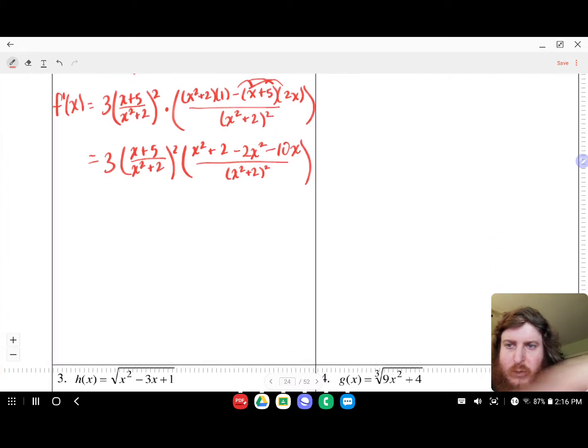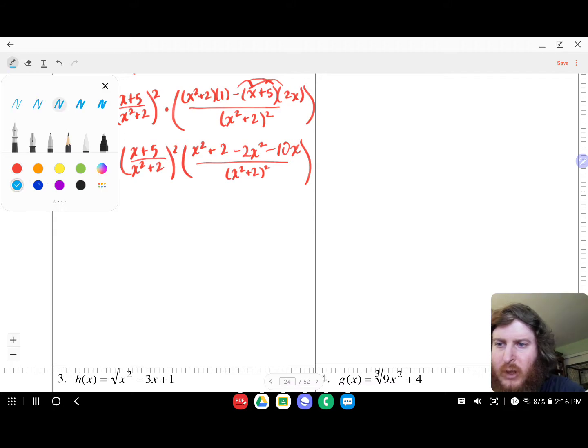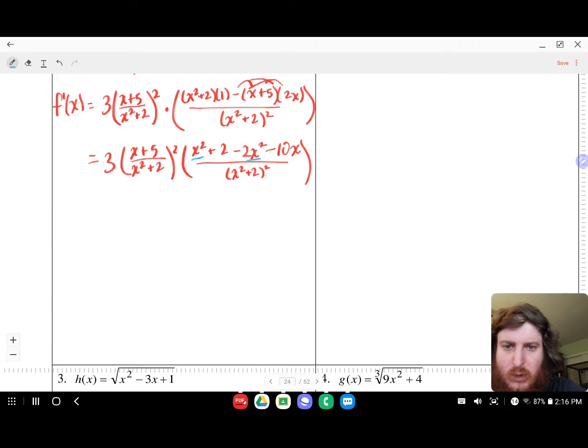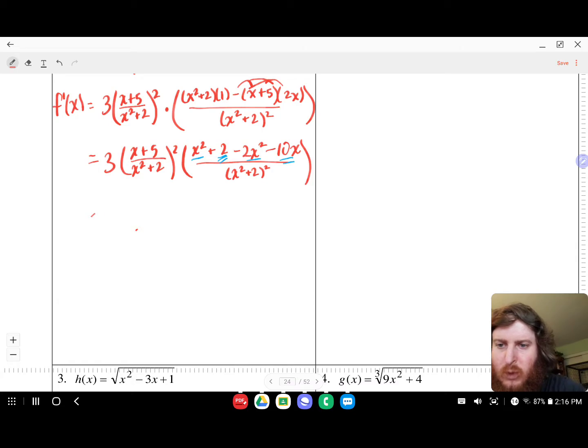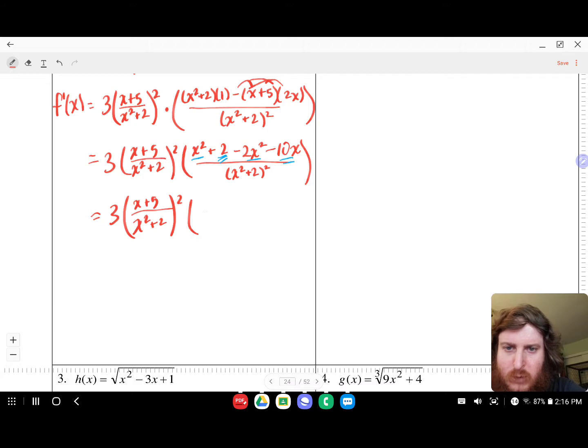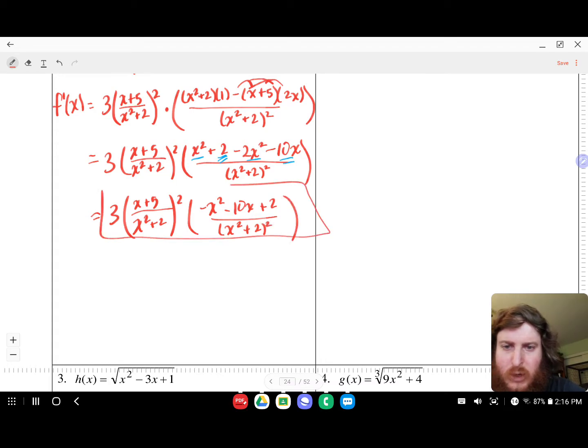And we can look at our like terms. So I like to underline, x squared terms once, x terms twice, numbered terms 3 times. And then what we'll end up with is 3 times x plus 5 over x squared plus 2 squared times negative x squared minus 10x plus 2. And this would be full credit. A lot of you guys might have stopped here. This is totally full credit.